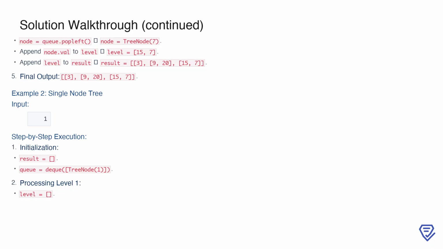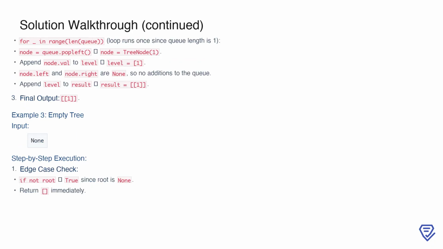Next, we process the node with value 7, removing it from the queue and adding its value to the level list. This completes this level, with the level list now being 15, 7. We append this level list to result, giving us the final output of 3, 9, 20, 15, 7. This completes the level order traversal of the first example.